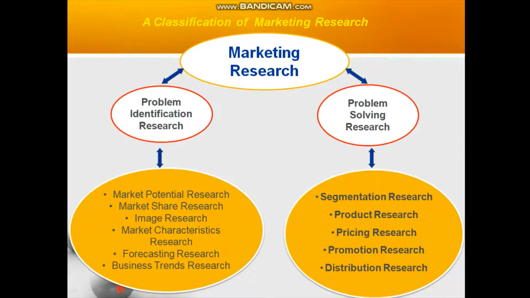Let's see through the diagram. Marketing research can be segmented into two parts. One is problem identification research and the other is problem solving research, whose further subdivision is like market potential research, market share research, image research, market characteristic research, forecasting research, and business trend research. Whereas problem solving research can be further subdivided as segmentation research, product research, price research, promotion research, and distribution research.